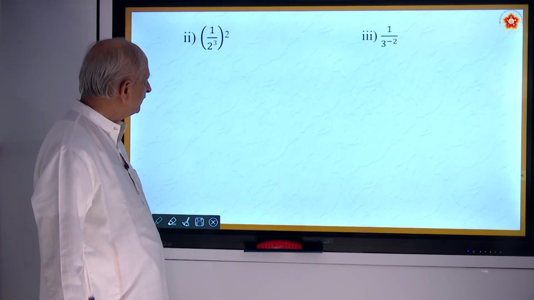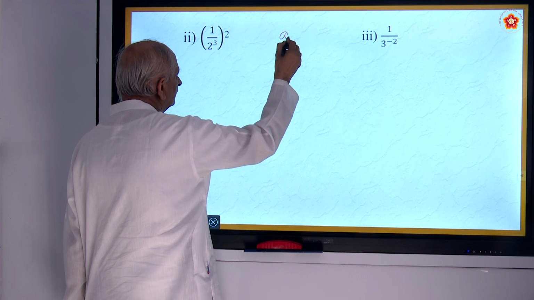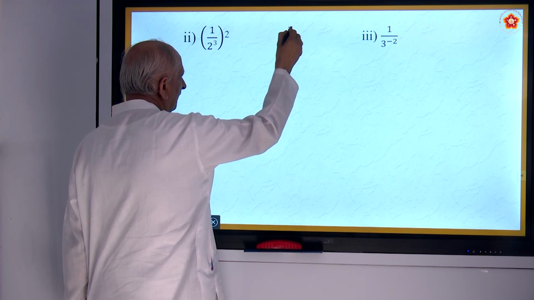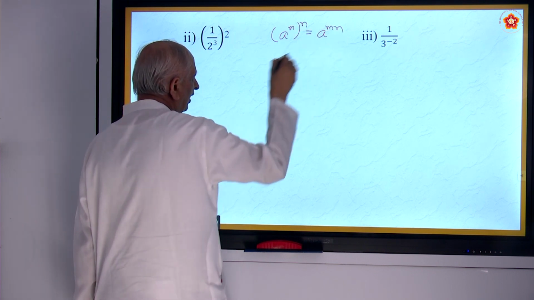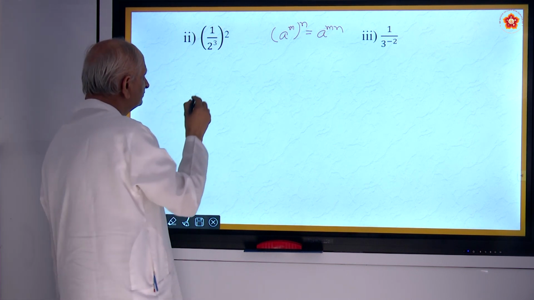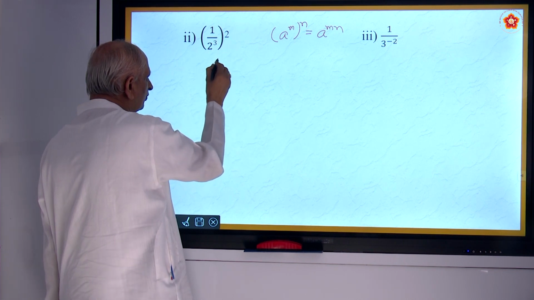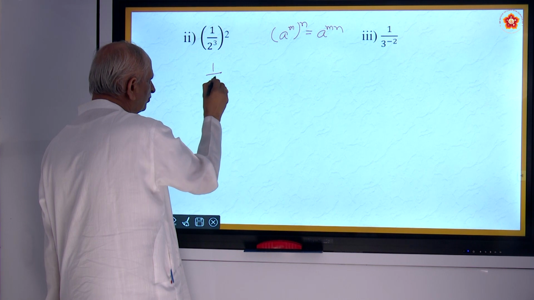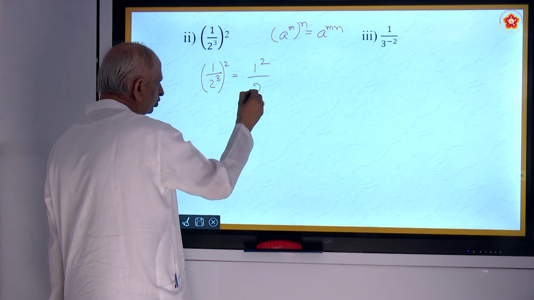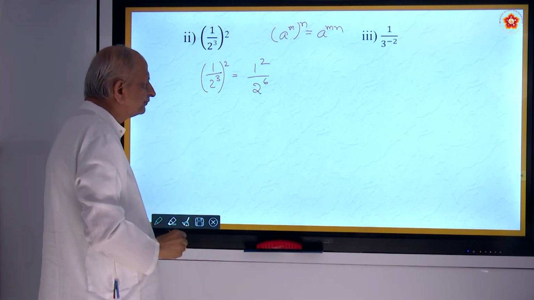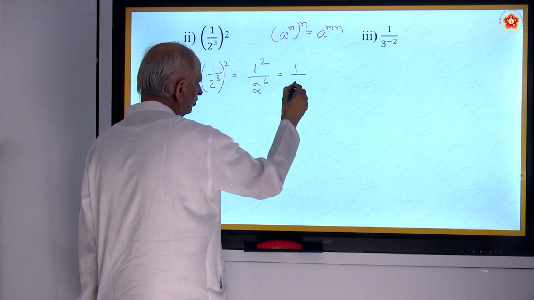Second is 1 by 2 cube square. What is the formula? a to the power of m to the power of n is equal to a to the power of mn. One formula. We will try that. So 1 by 2 cube square is nothing but 1 square by 2 to the power of 6. So 1 by 2 to the power of 6 is the answer.